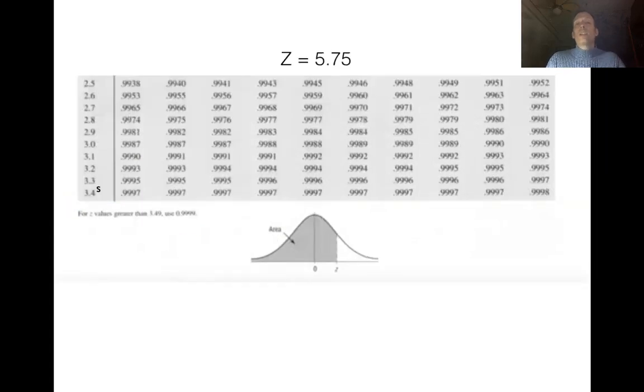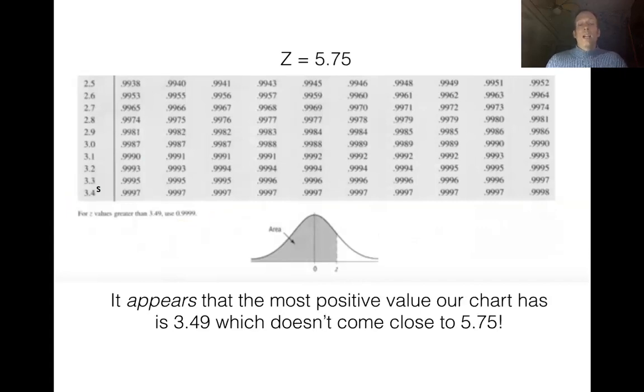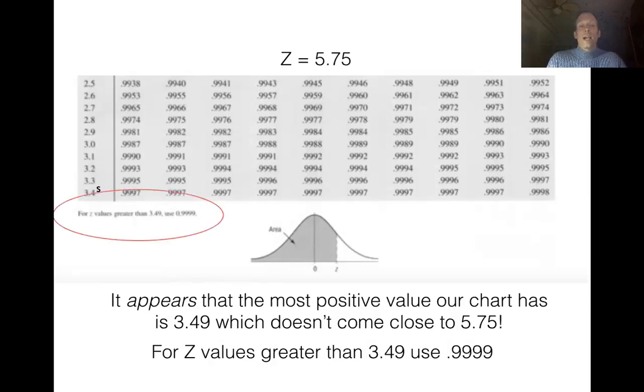Now, what if we had this value, Z equals 5.75? This time we go into our Z table and we can't find 5.75. In fact, the highest we get is 3.49. So what do we do? The answer is something very similar happens. There's a little footnote that tells us if we have a Z value greater than 3.49, we're going to use 0.9999.